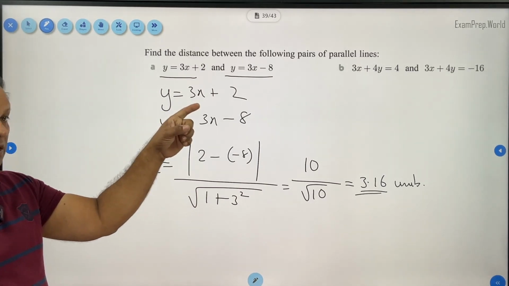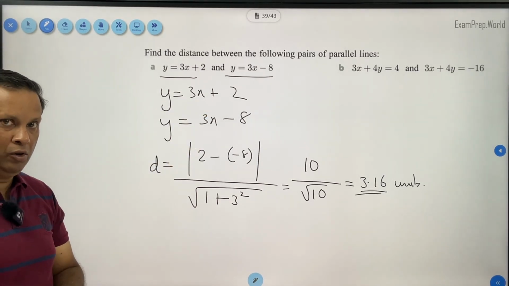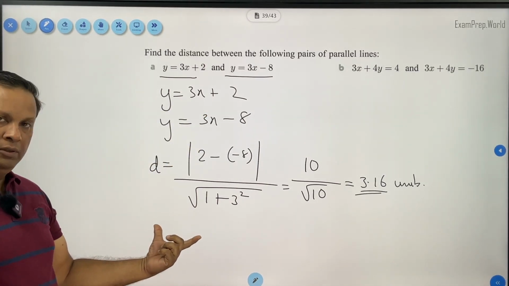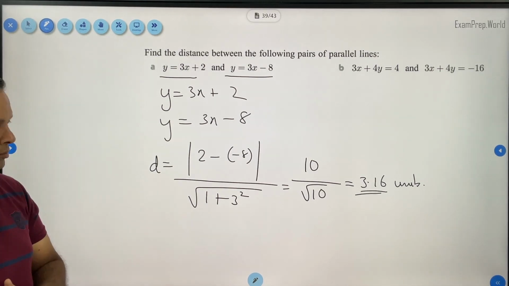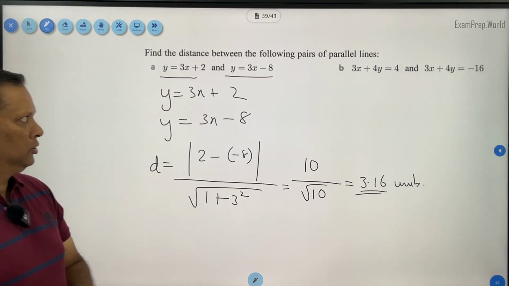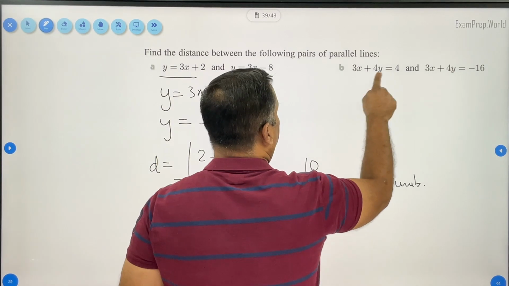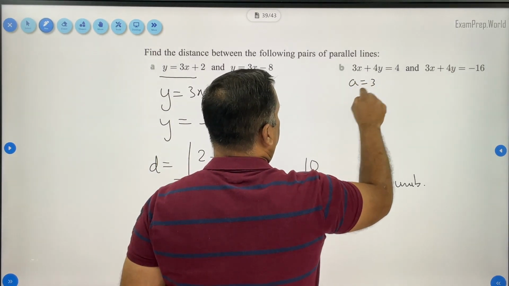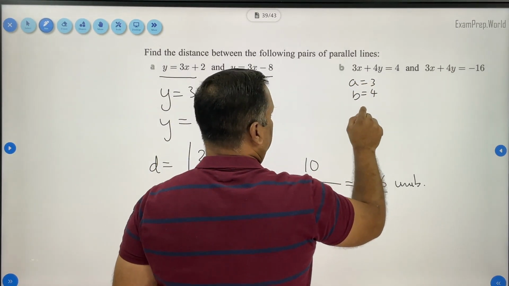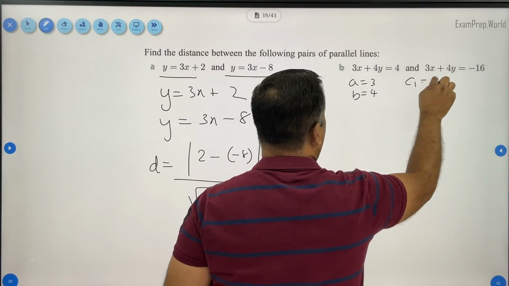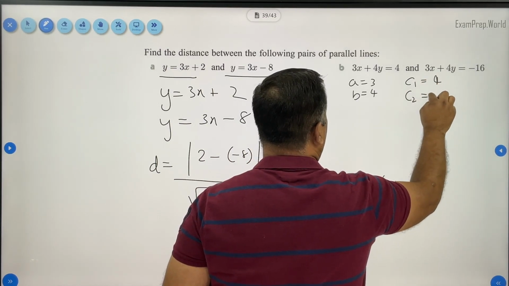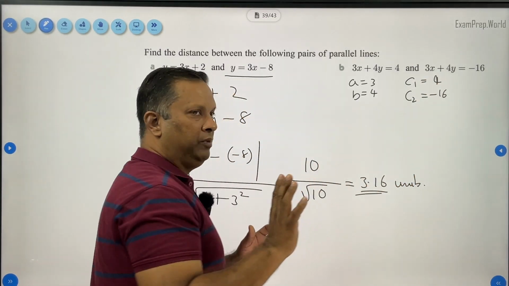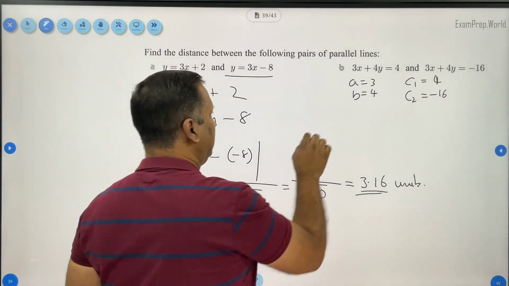Now the other one, where the equations are in normal form. Pause the video, note it, then let's do that one. Okay, so let's begin with this. Here A is 3, B is 4, C1 is 4, C2 is negative 16. Now we have the values, we can directly calculate the distance.